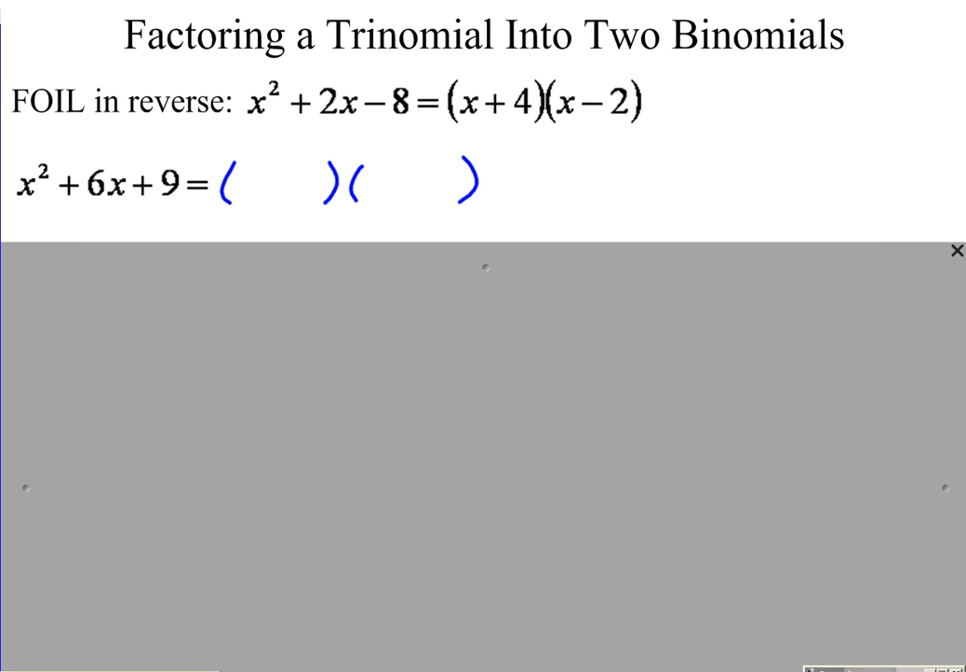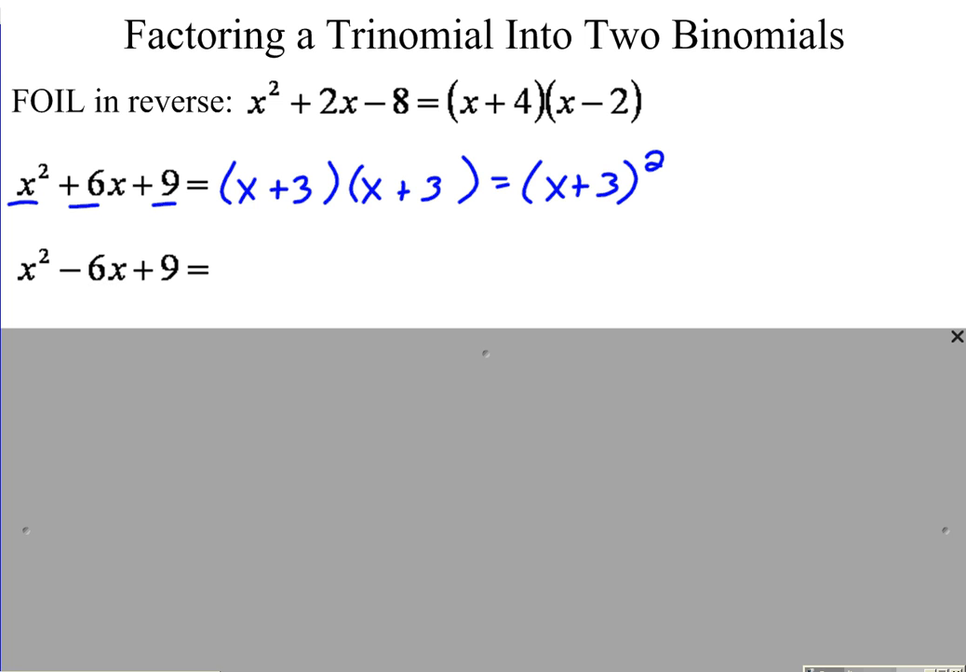First term has to multiply to be the first term, so x times x has to equal x squared. Now our second combination, when the lead coefficient is 1, we're looking for numbers that multiply to be 9 and add to be 6. Those factors are positive 3 and positive 3. We can simplify this and write it then as x plus 3, the quantity squared, since those are the same exact two factors.